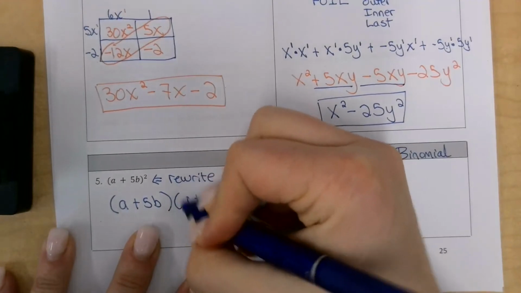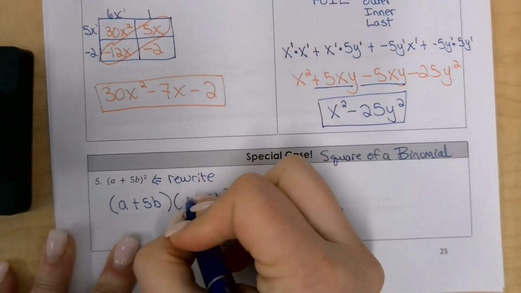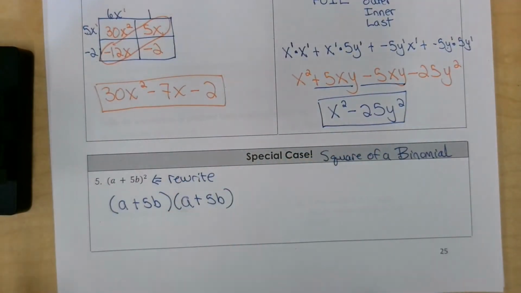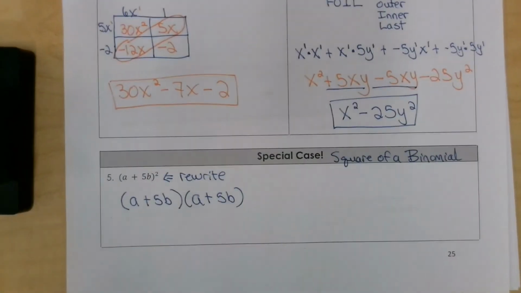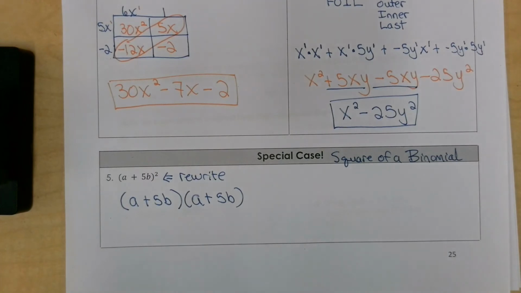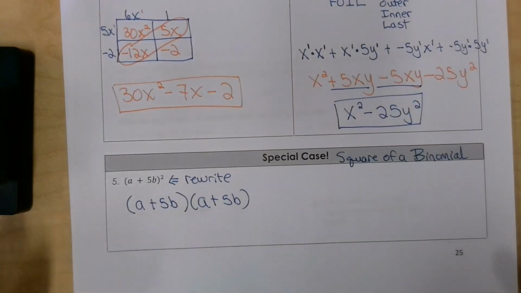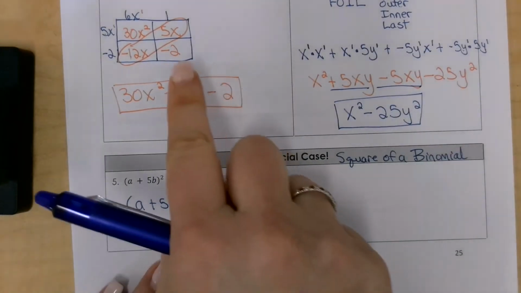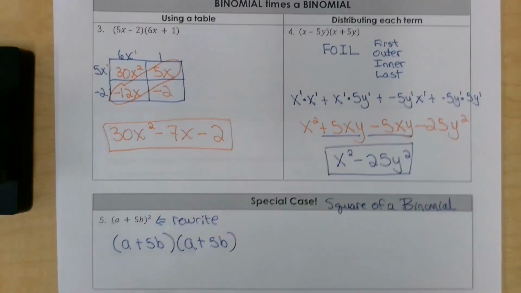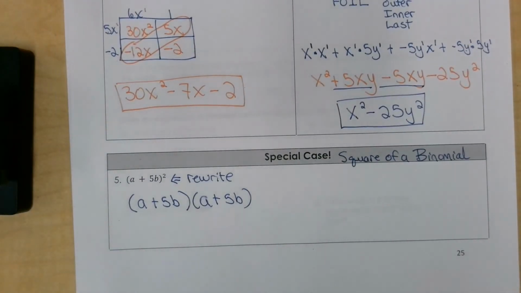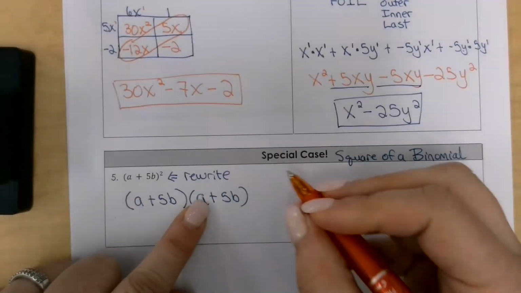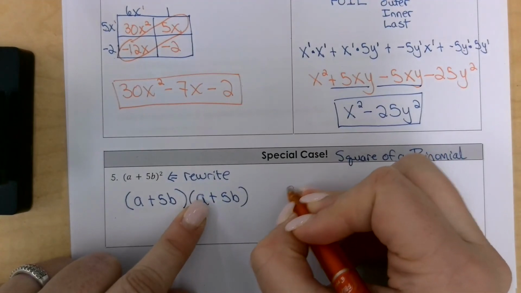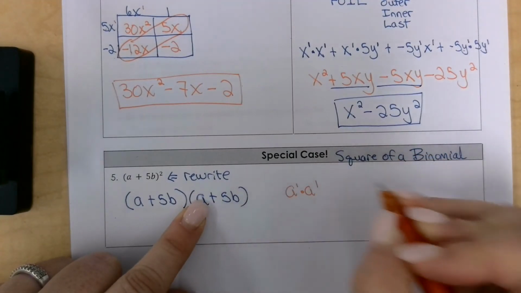That looks like a 9, kind of, doesn't it? So really, if you think about it, what I've got here looks an awful lot like a binomial times a binomial, and it is. It's just the same binomial squared. So what I want you to consider is that you can use the table or you can use FOIL. And I'm going to use FOIL because that's what I used when I was growing up. And here I've got a times a. That's going to give me a to the first times a to the first.